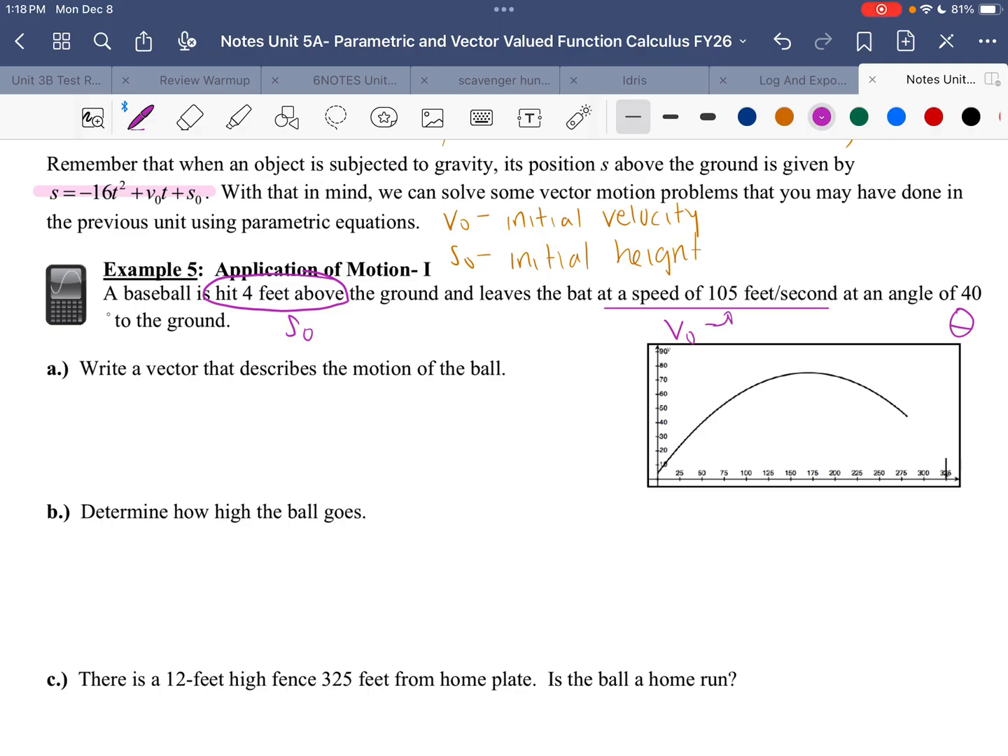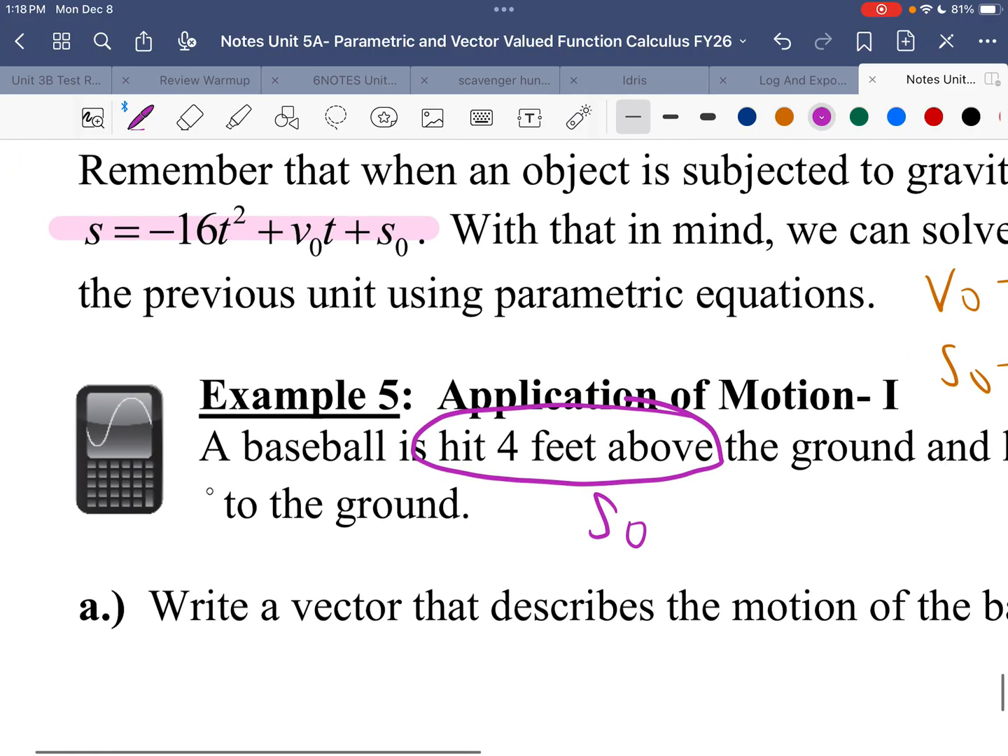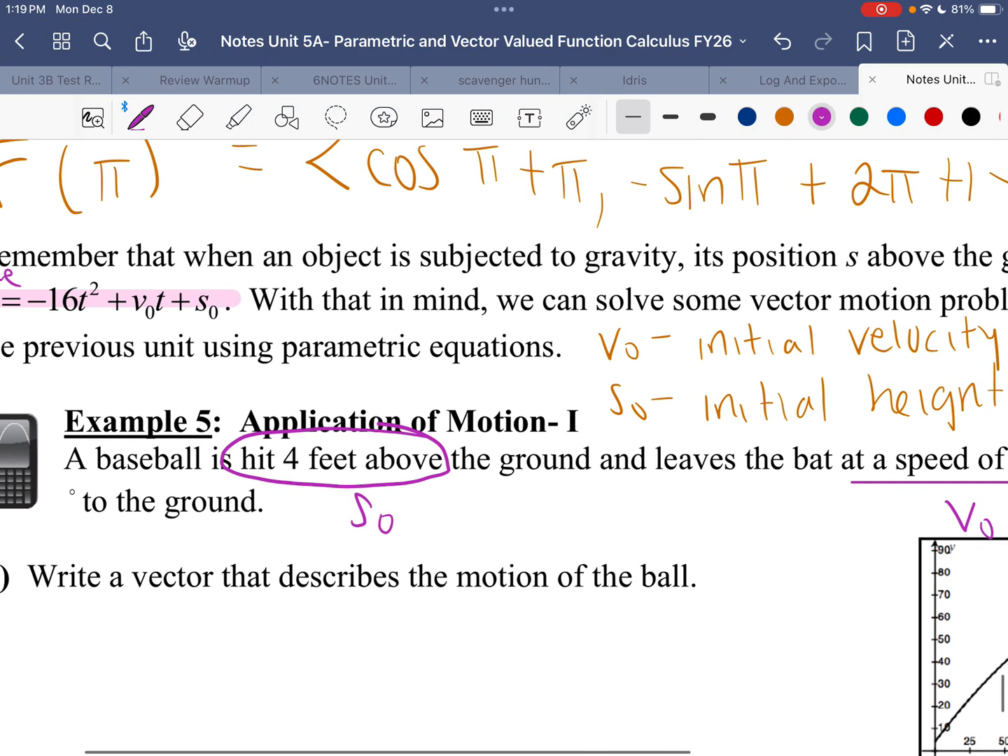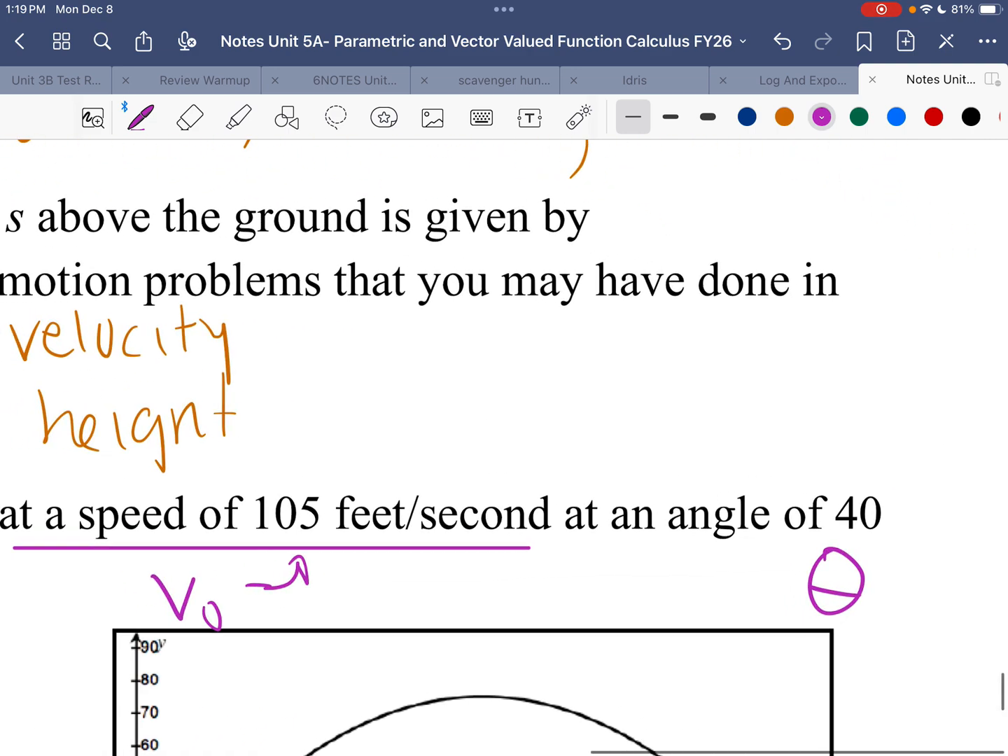Okay, so another thing you're going to want to know is that s is equal to negative 16t squared plus v naught t plus s naught, which is in feet, that's why it's negative 16t squared. S is the y value, it's the height. So it's going to be where the j component is. To figure out your x value, you might want to remember this triangle.